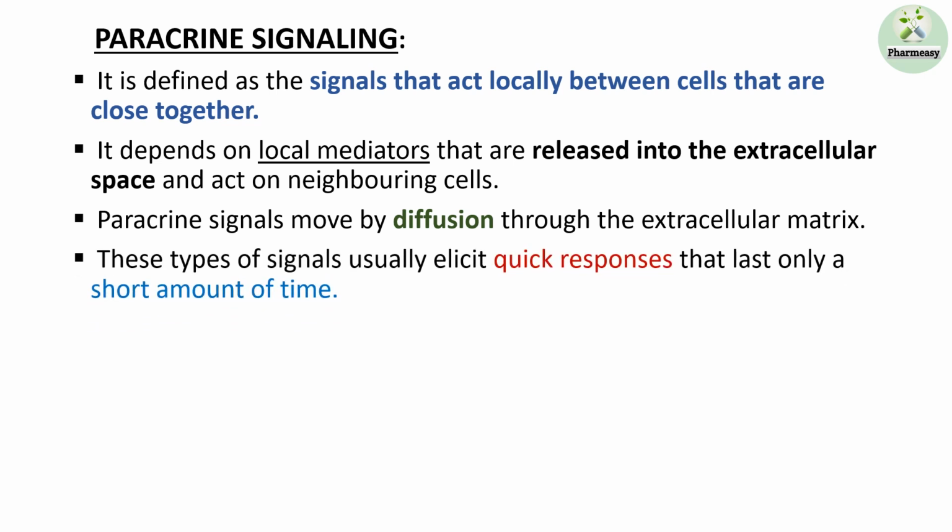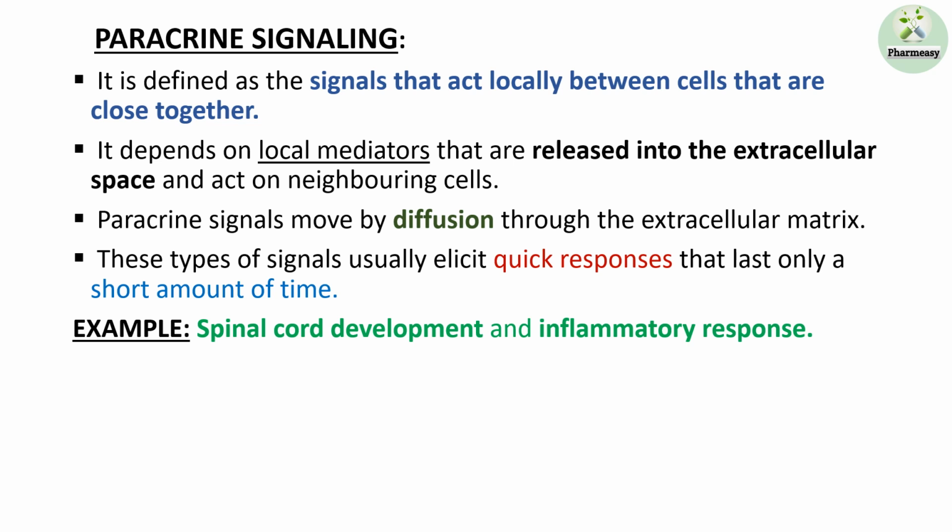These types of signals usually elicit quick responses that last only a short amount of time. In order to keep the response localized, paracrine ligand molecules are normally quickly degraded by enzymes or removed by neighboring cells. Removing the signals will re-establish the concentration gradient for the signal, allowing them to quickly diffuse through the intracellular space if released again. Examples are spinal cord development and inflammatory response.